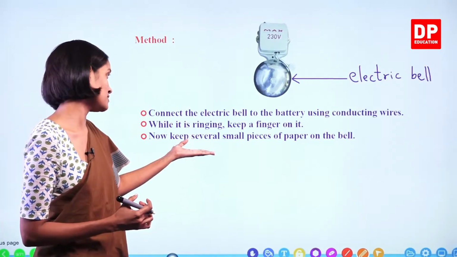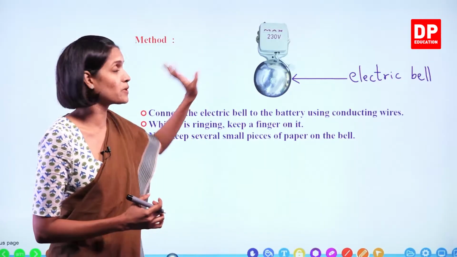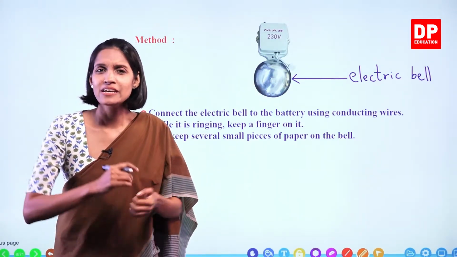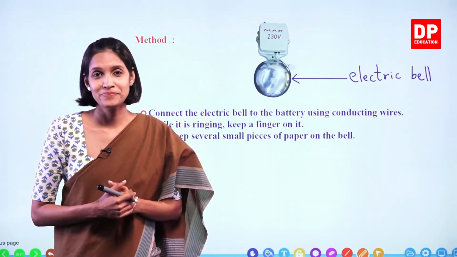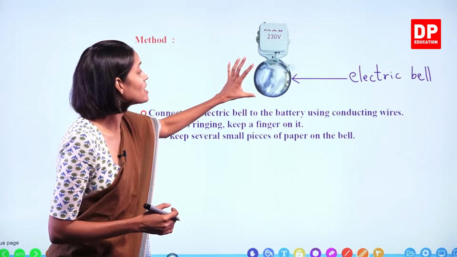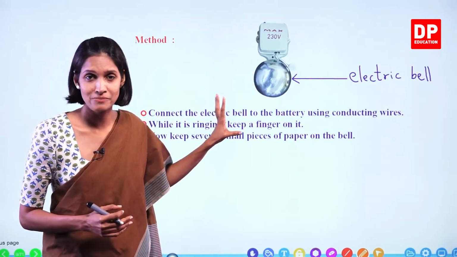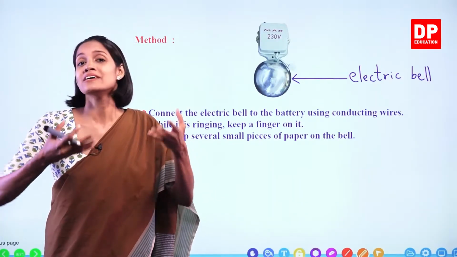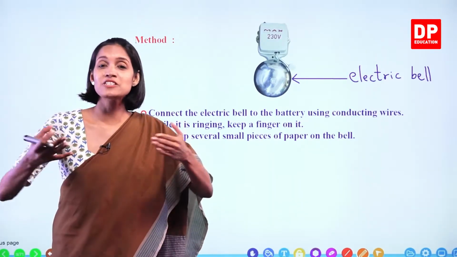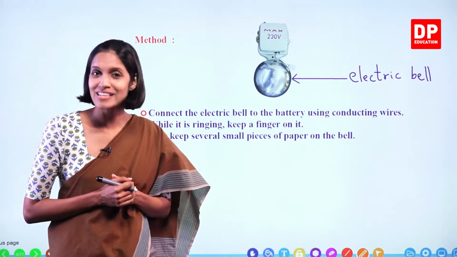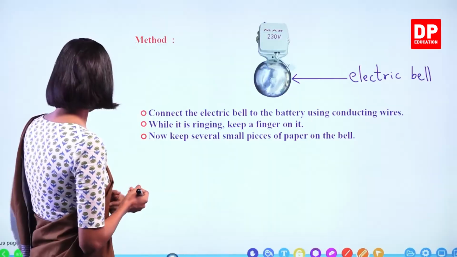You saw what happened here. When I kept some small pieces of paper, what happened, children? While the bell is ringing, what happened? They moved here and there. Okay, children. Actually, they moved because of the vibration created in the bell. Because the bell is vibrating, that vibration spreads to the tiny pieces of paper too. That is why those pieces of paper also move here and there. Okay, children. We will write the observations.